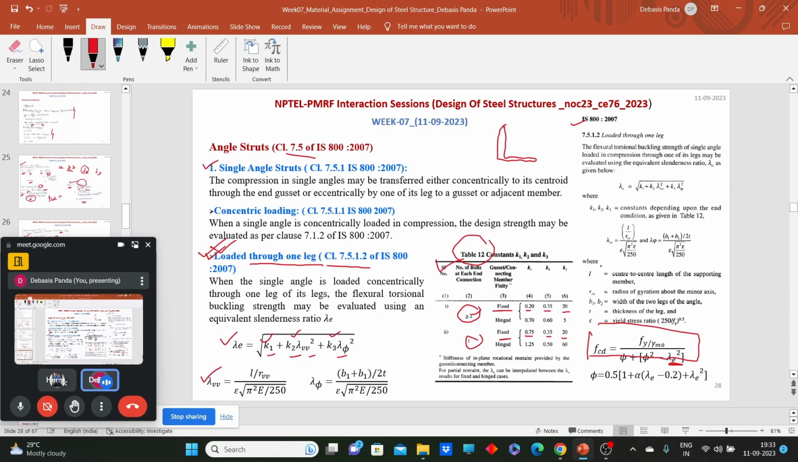So for lambda VB, all these equations are given in clause 7.5.1.2, loading through one leg. You can visit this clause and these equations are there. So lambda VB can be calculated using L by RVB. What is that RVB? Here it is written, this is the radius of gyration about the minor axis. That means the minimum of the radius of gyration about ZZ or YY axis.